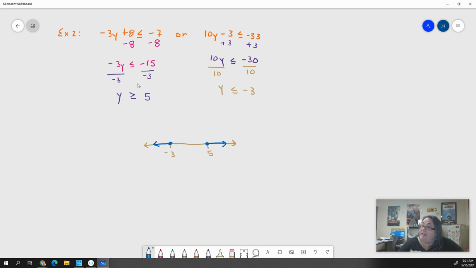Think about this. If I had forgotten to switch this sign, this would be going in this direction. Had I forgotten to flip my sign, both arrows would be going in the same direction. That's why I said I can always tell where the mistake is if you have an or problem and they're going in the same direction. It's almost always that you forgot to flip the sign when you multiplied or divided by a negative.